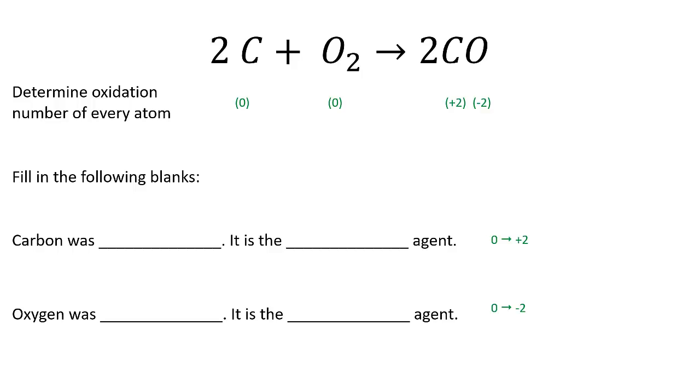So what you should have said was that oxygen was the one that was reduced because it went down in charge. It went from 0 to -2, which means by contrast, carbon has to have been oxidized. It increased its oxidation number, which means if it's oxidized, it becomes the reducing agent, and oxygen becomes the oxidizing agent.